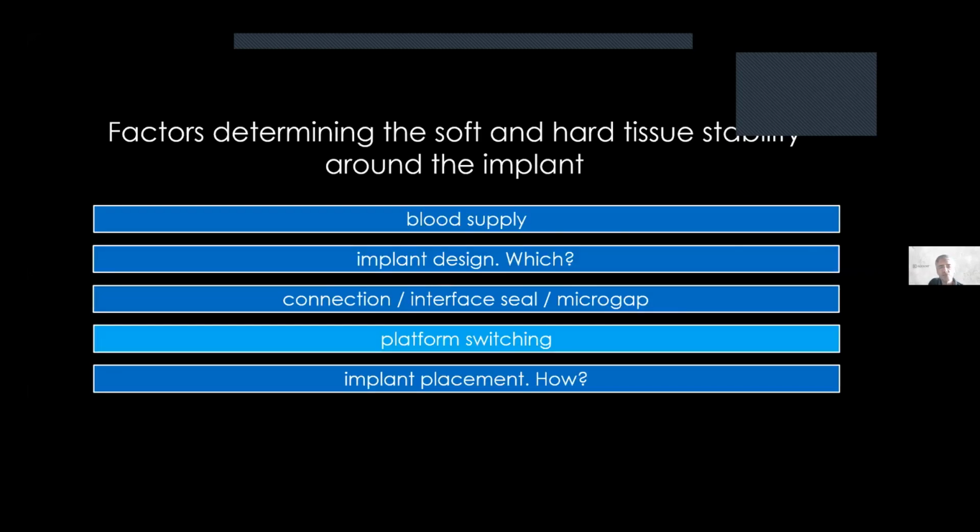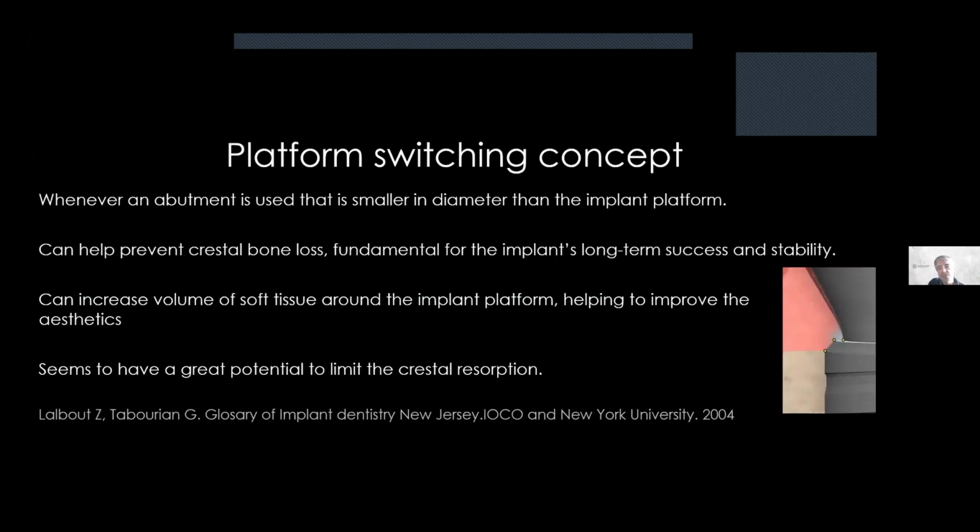Okay, platform switching. We know that the platform switching concept was introduced in 1995 mostly. And what was stated is that the biological space is not only a vertical concept, it's a horizontal and vertical concept. So what we try is to place the gap as far away as we can from the bone. And this is an option that we can only do when we have internal connection and bone level implants.